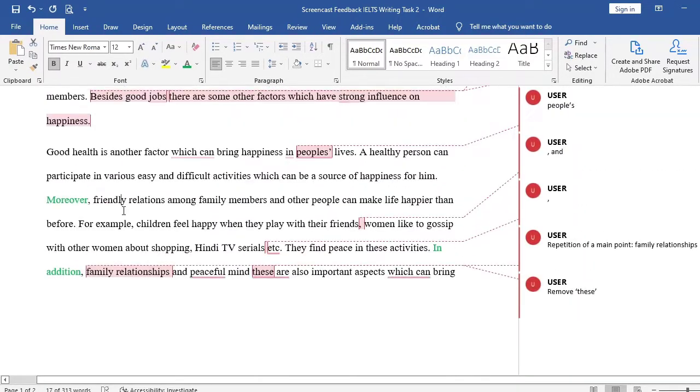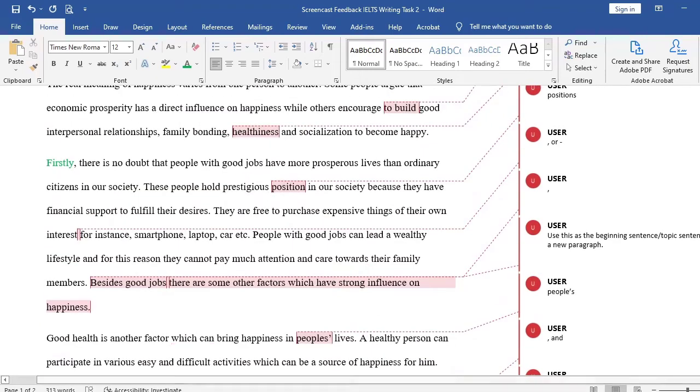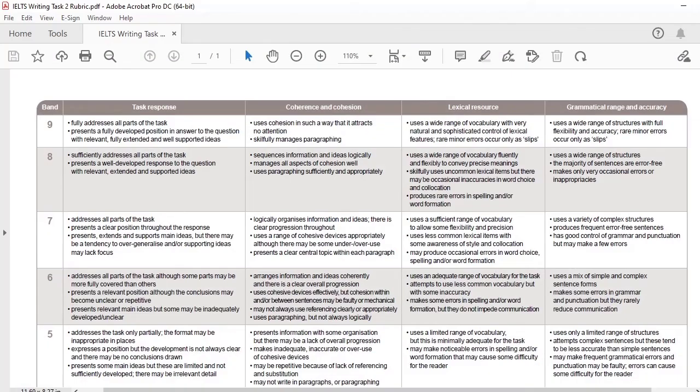So I would say that even though she gives some explanation, 1-line and 2-line explanation, she doesn't give a completely good explanation for all of her points. So let me just show you what a band 9, the highest score for a task response, is: fully addresses all parts of the task, presents a fully developed position in answer to the question with relevant, fully extended and well supported ideas. Number 2, sufficiently addresses all parts of the task.